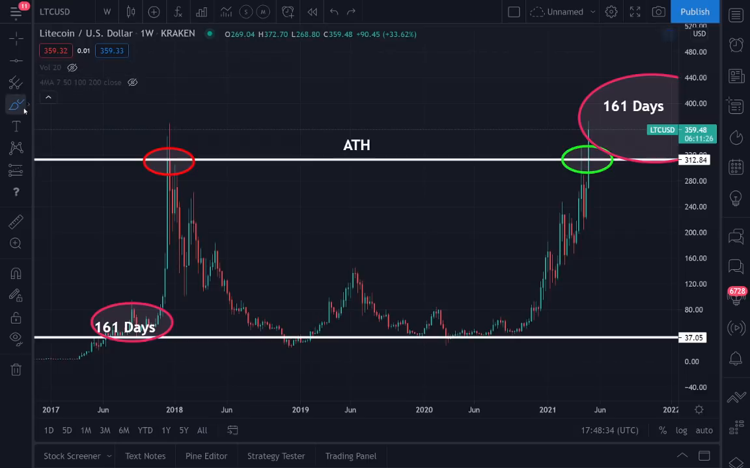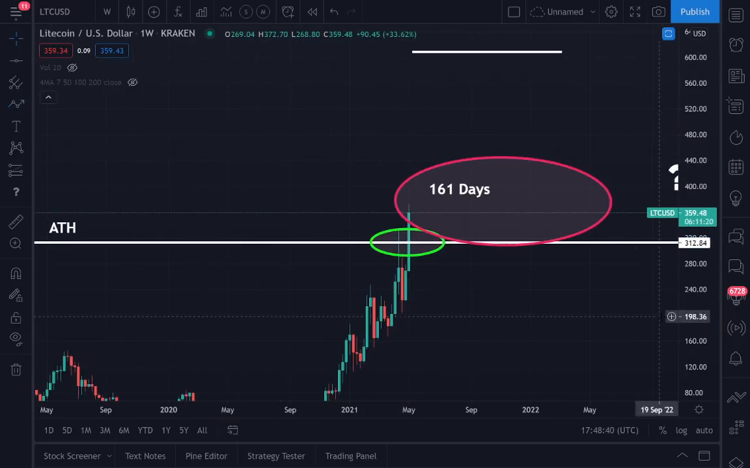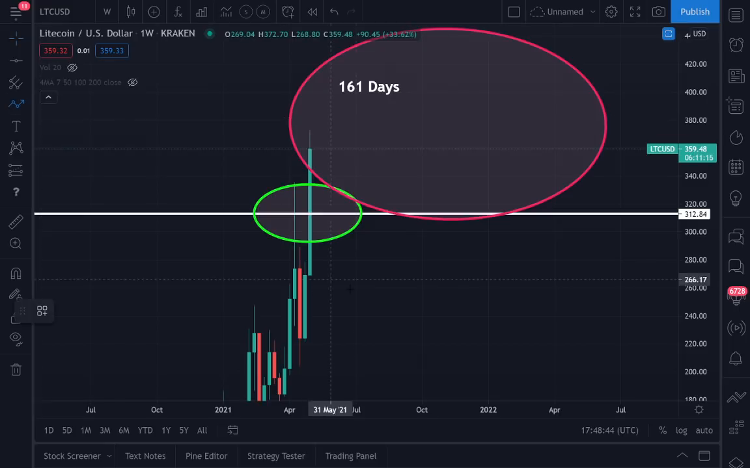Well, it had a high, and then again, it consolidated, went down, curvature formation. Now, here's where we are. Now, here's where we need to focus. We're looking for a weekly candle to close above the all-time high, $312.